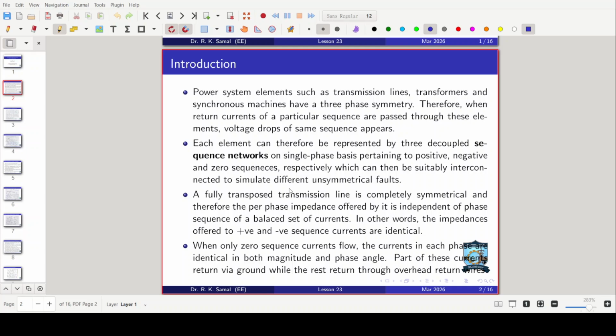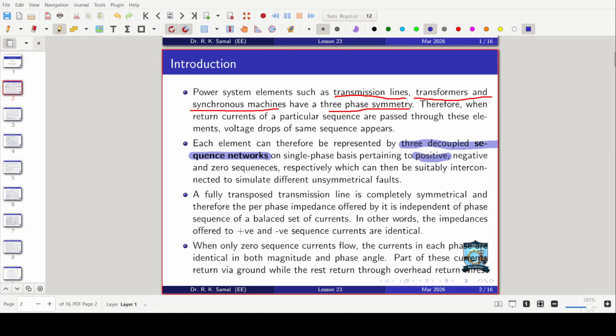Power system elements. We are going to develop the sequence network for power system elements such as transmission lines, transformers, and synchronous machines, which have three-phase symmetry. Therefore, when currents of a particular sequence are passed through these elements, voltage drops of the same sequence appear. Each element can therefore be represented by three decoupled sequence networks. So we will develop three decoupled sequence networks for transmission lines, transformers, and synchronous machines on a single phase basis.